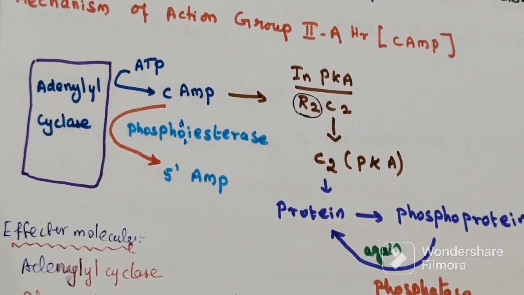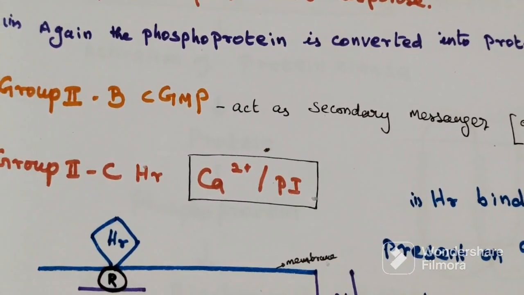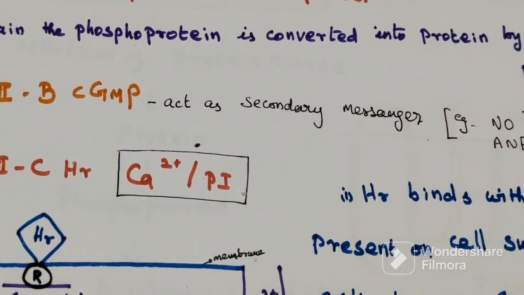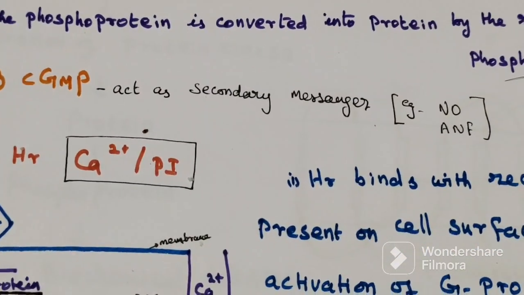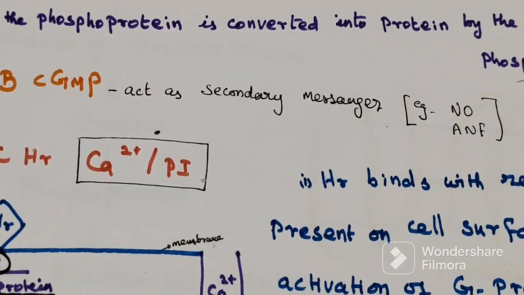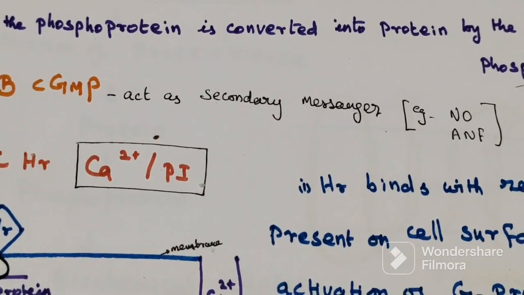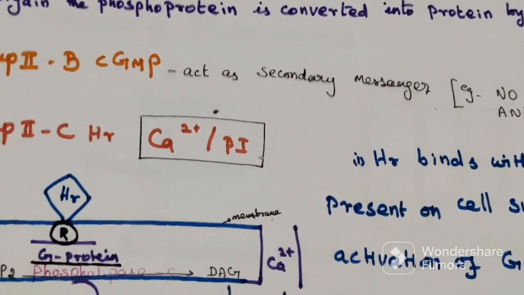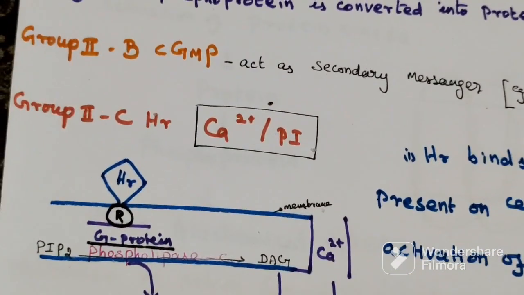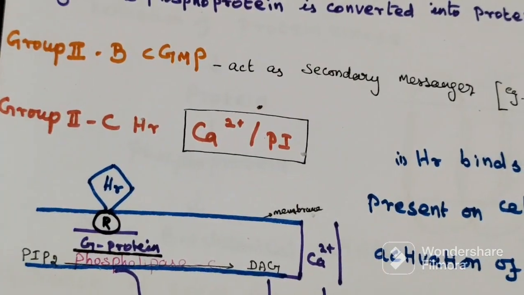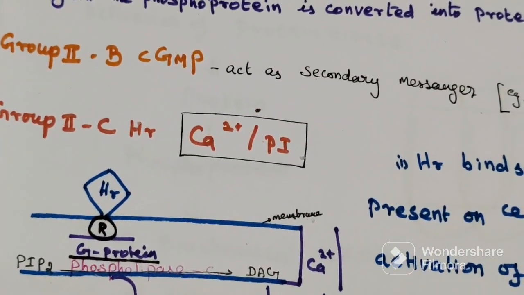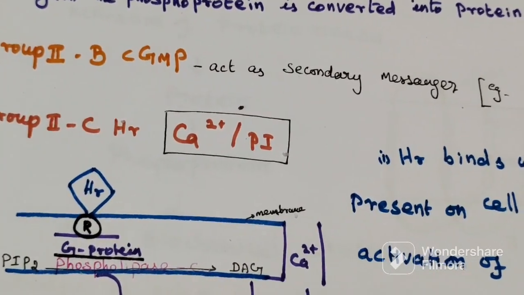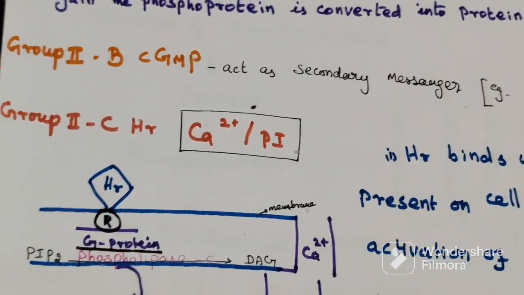Next, group 2B hormones act through cyclic guanosine monophosphate as secondary messenger. Here examples are NO, nitric oxide, and ANF, atrial natriuretic factor. Then group 2C hormones have secondary messengers calcium and phosphatidyl inositol.